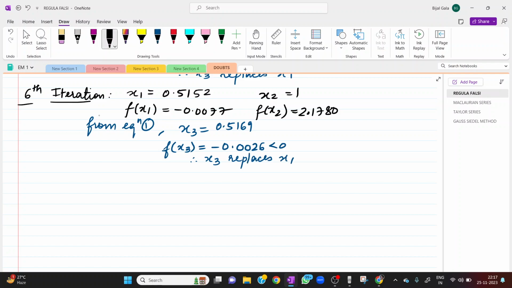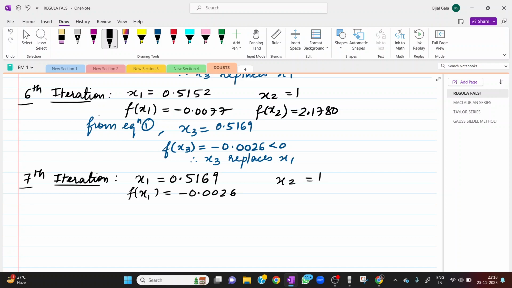Let's move to the seventh iteration. We'll continue till we don't get three decimals same. We've got two decimals same, 0.51 is the same, previous and the next. But then yes, we need to get three decimals same. So x1 is 0.5169. f of x1 here is negative 0.0026. x2 is 1 and f of x2 is 2.1780.